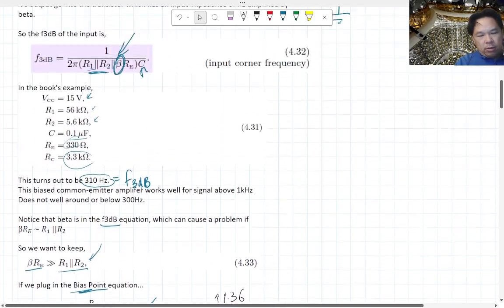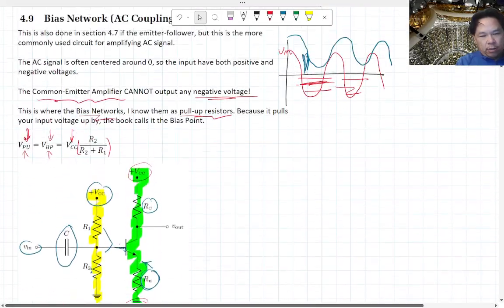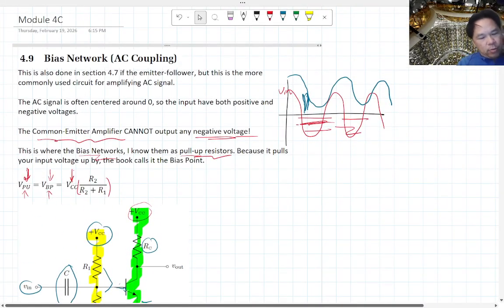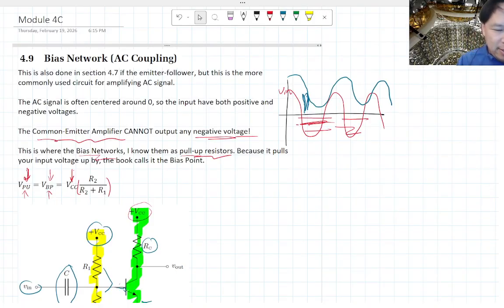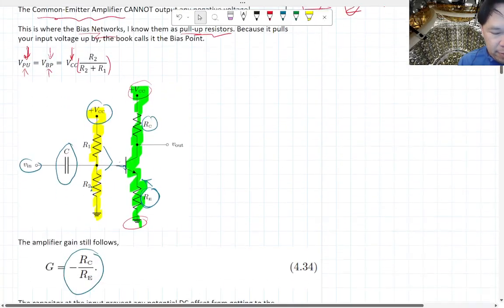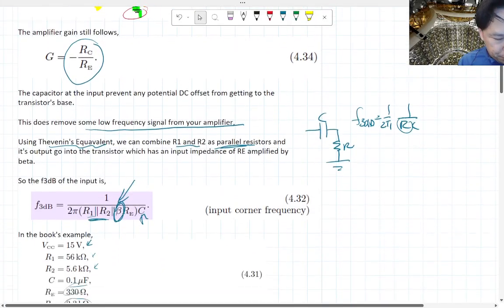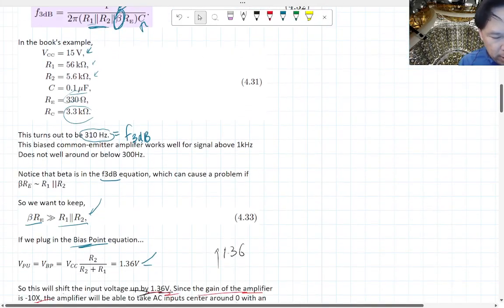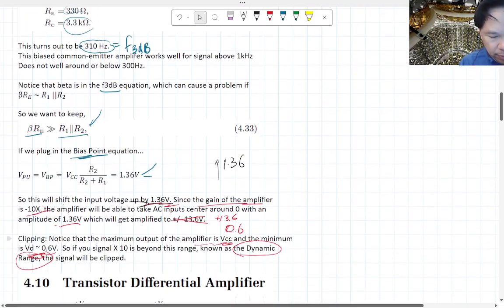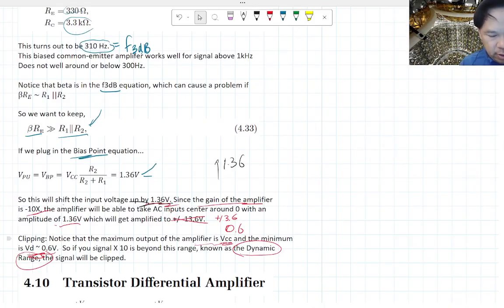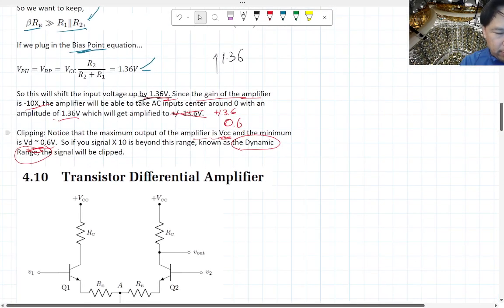Okay, so this is the bias network, let's call it that. I call them just the pull-up resistor common emitter amplifier. So that will allow us to offset all your inputs so that you're not getting a negative part of the input, so that you're not trying to amplify a signal that you cannot output.